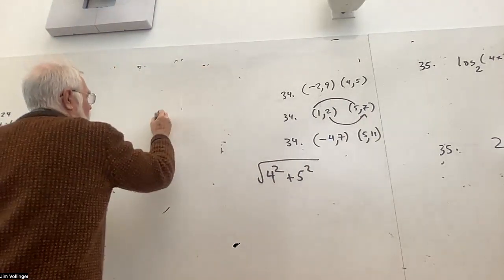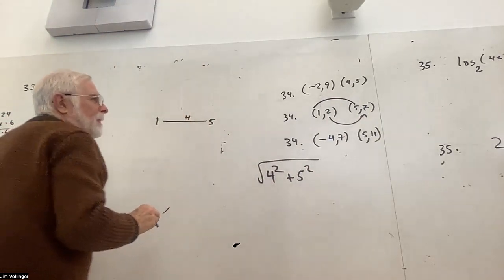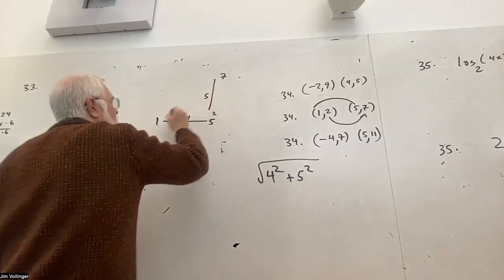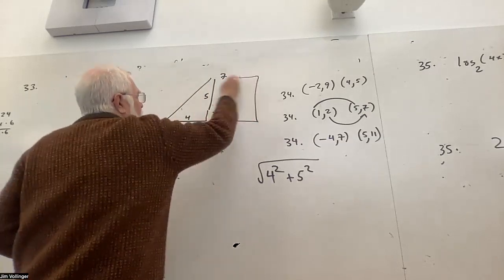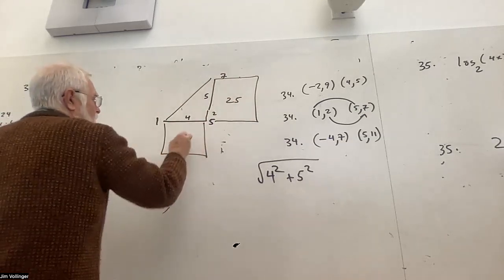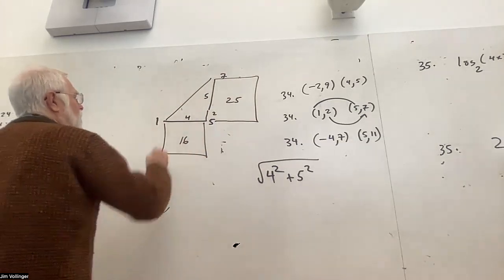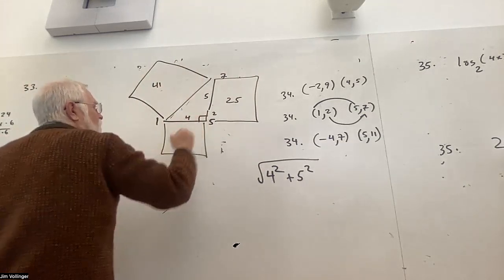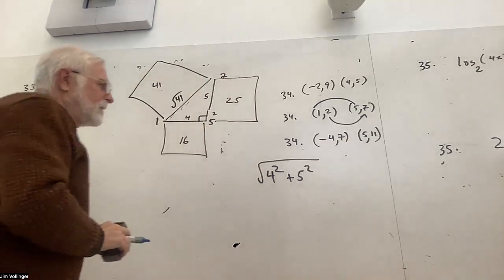1 to 5. That's 4 units of change. 2 to 7. That's 5 units of change. This might be a better way to do it. So what is this square area here? 5 squared is 25. What's this square area here? 16. See that here? And so that's 41 units of change. And so what's my hypotenuse here, across from that 90-degree angle? Square root of 41.